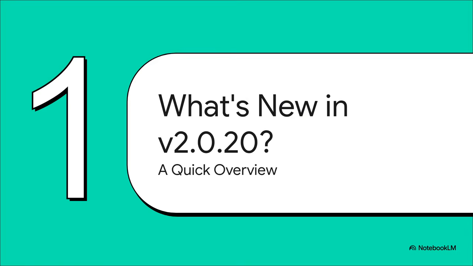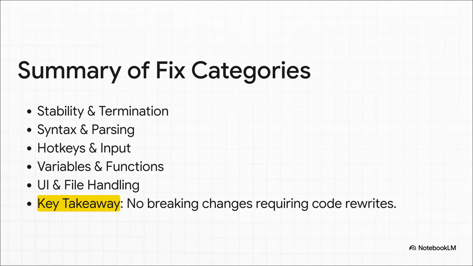Okay, first things first, let's just get a bird's eye view of what's inside version 2.0.20. As you can see, the fixes are spread out all over the place, from script stability to how hotkeys are handled. But here's the most important thing on this slide. Right at the bottom, there are no breaking changes. You can update right now with total confidence, knowing your existing scripts aren't going to suddenly blow up. This is all about making things better, not making more work for you.